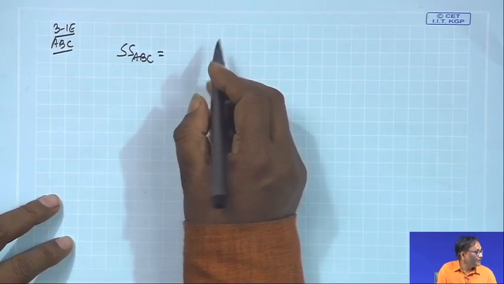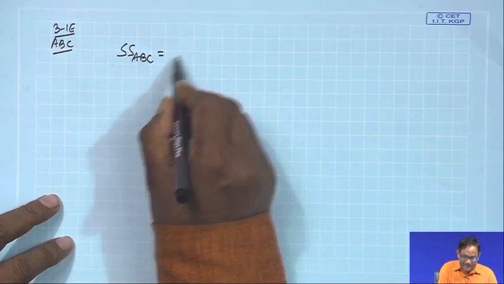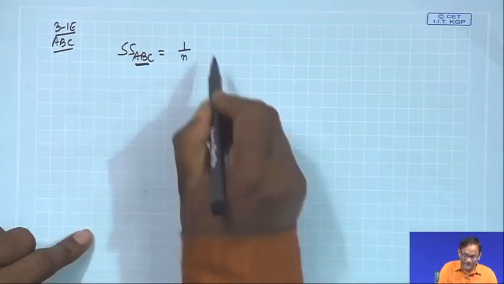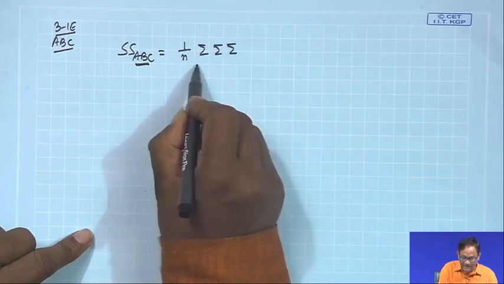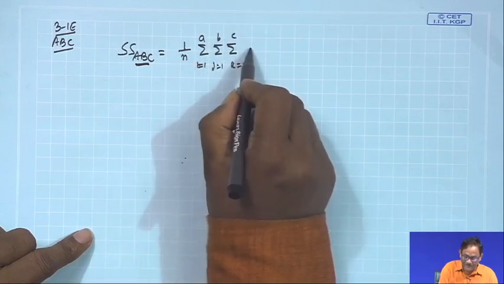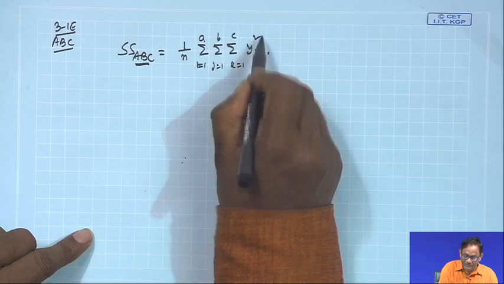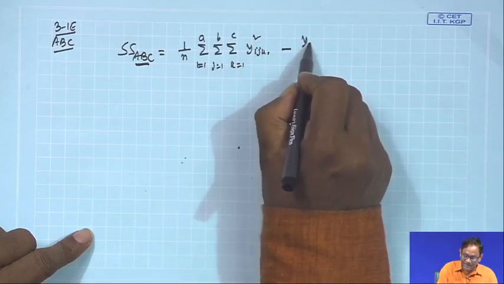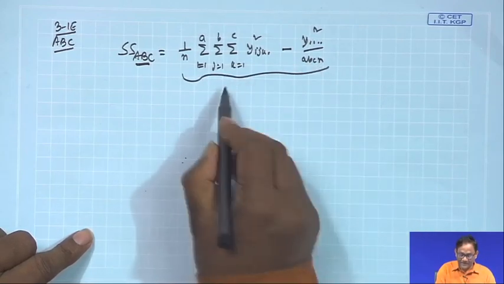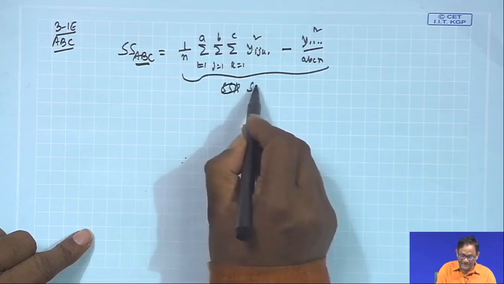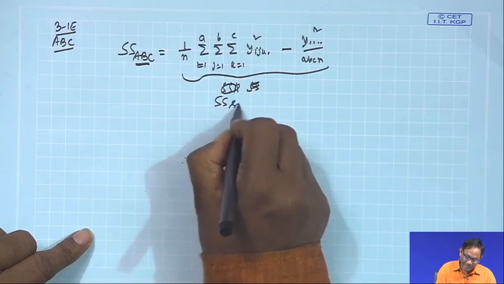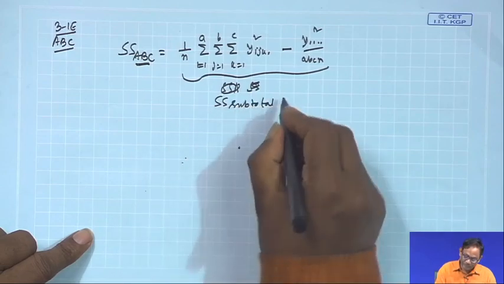So, SSABC when you compute, now ABC is taken, they will be varying. So, you are having 1 by n, j is not varying, then sum over i equal to 1 to a, j equal to 1 to b, k equal to 1 to c, y ijk dot square minus y four dot square by abcn. This is nothing but SS subtotal for ABC.